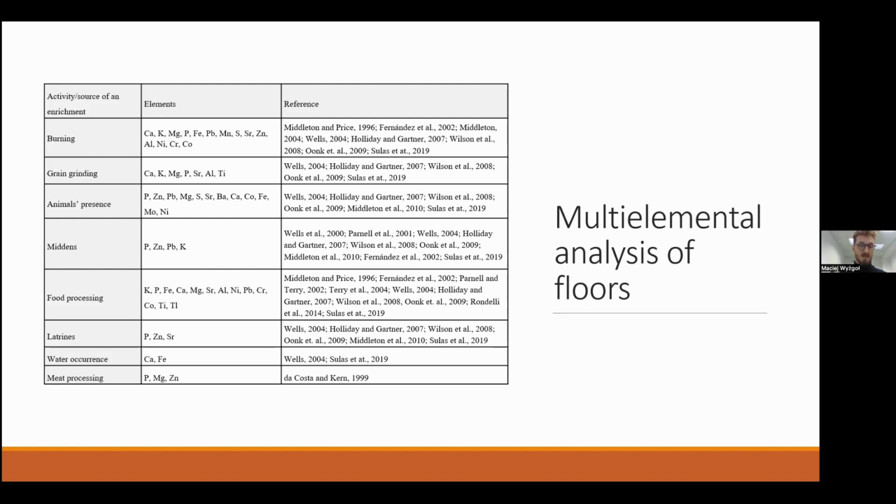The most popular method has been phosphorus analysis, indicating the occurrence of food waste, harsh debris, and latrines. Phosphorus alone is sufficient as an indicator of human presence, although considering that it might be associated with a variety of human activities, its application leads to conclusions that remain very general.